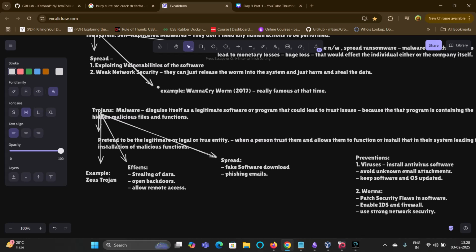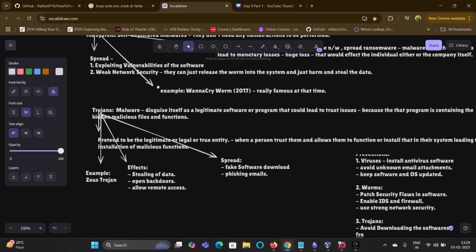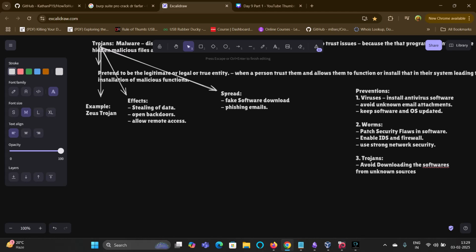Then comes the third thing, regarding the Trojans. How can you prevent your system from Trojans? Basically, you can avoid downloading software from unknown sources. Only download software from valid and known, or you can say legitimate, sources, in order to prevent your system from malicious software.